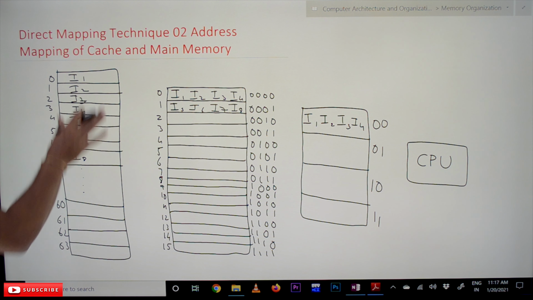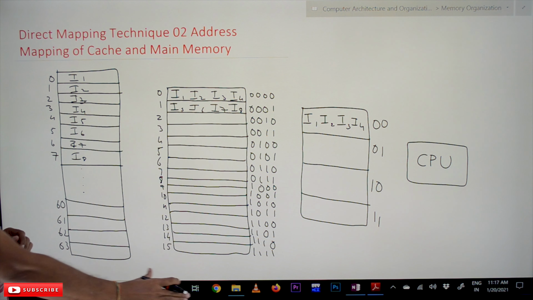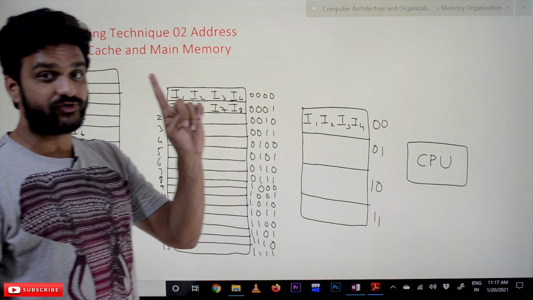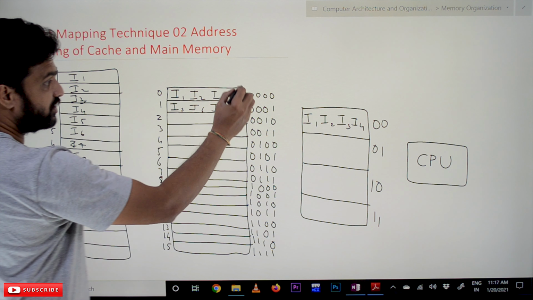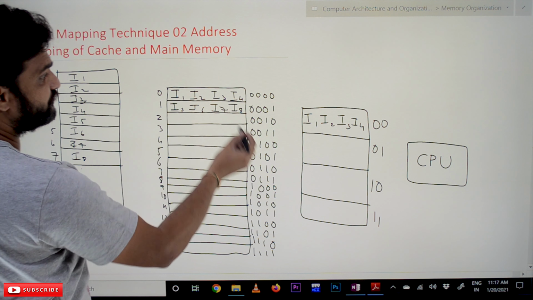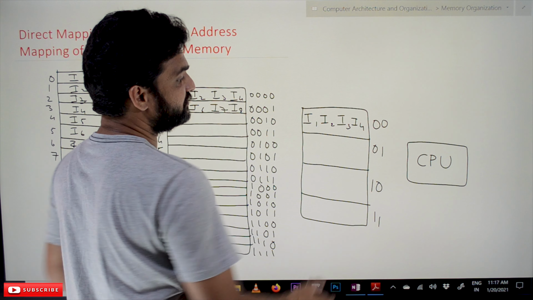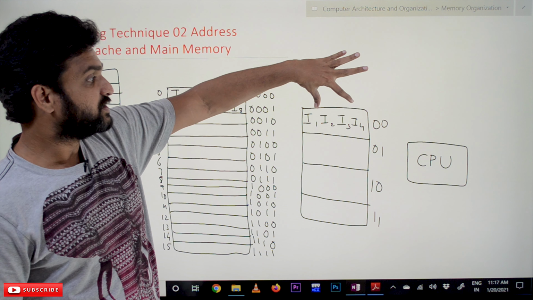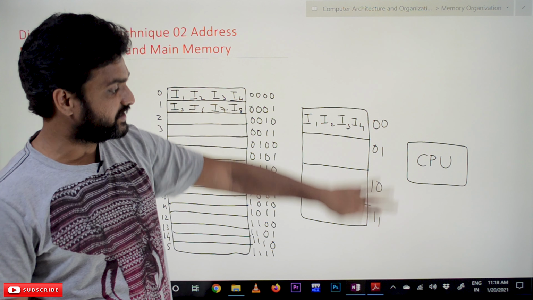This is our 64-word physical memory, and this is the logical representation of the same memory, where 4 words are grouped into one group. This is what we call a block, and each block consists of 4 words, and this is the block address. This is our cache memory, grouped with 4 words, and each line will have 4 words, and this is the line number.